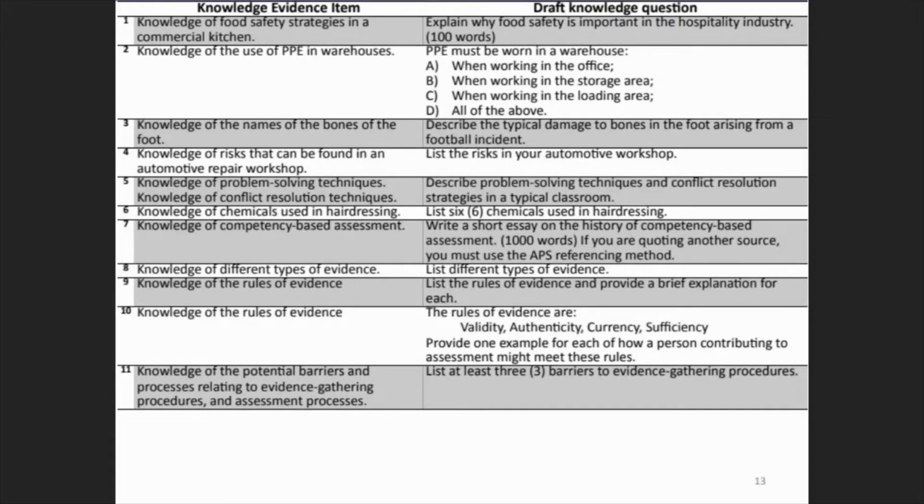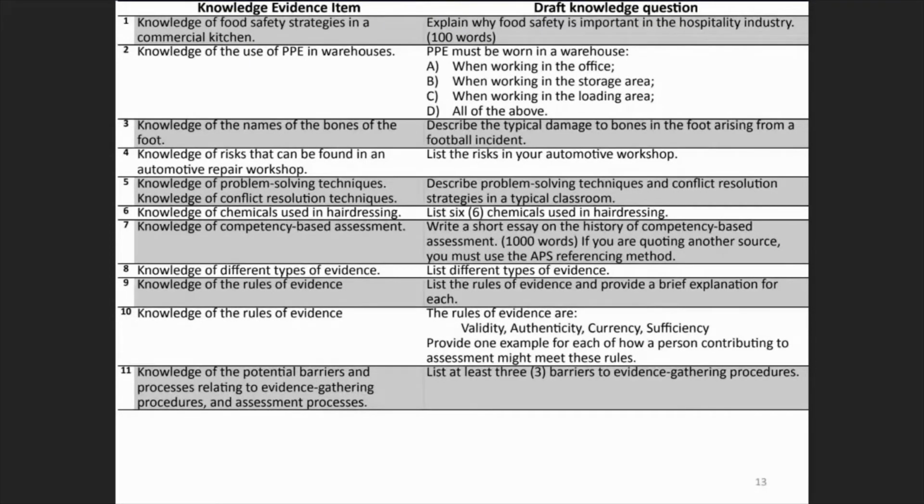Item number six, there's no indication of the level required. This goes back to the question about over-assessing. List six chemicals used in hairdressing. Do they have to list all six? Do they have to list, and if they do list six, do all of them have to be correct, or could some of them be wrong? And it's, you know, what is a chemical even?